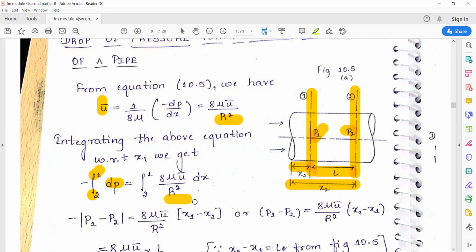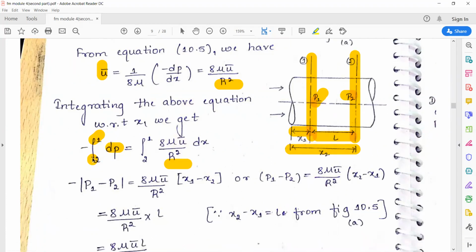So within the limits, now if you integrate it, dP becomes P, and afterwards, if you apply the limit, it becomes P1 minus P2. And there is a negative sign here. So it's equal to 8 mu u bar by r square, and the integration of dx becomes x. And if you apply the limit, it becomes x1 minus x2.